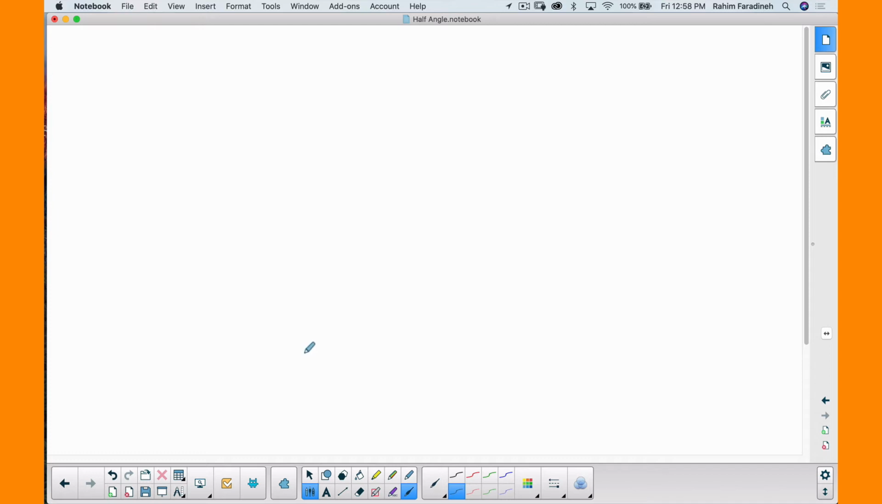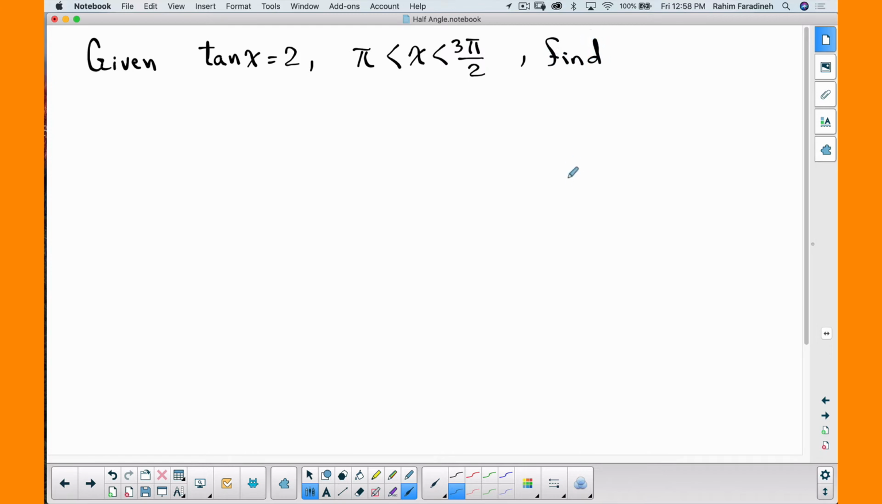Now let's look at another example. We are given tangent of x to be equal to 2 and x to be between pi and 3 pi over 2. But we want to find tangent of x over 2.